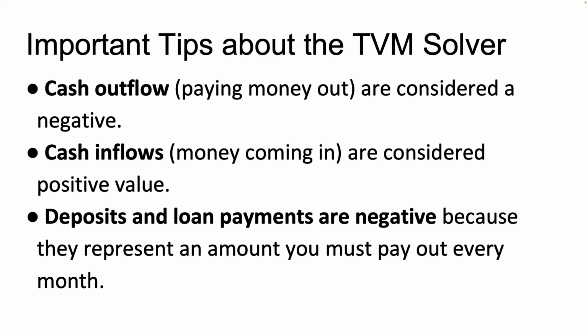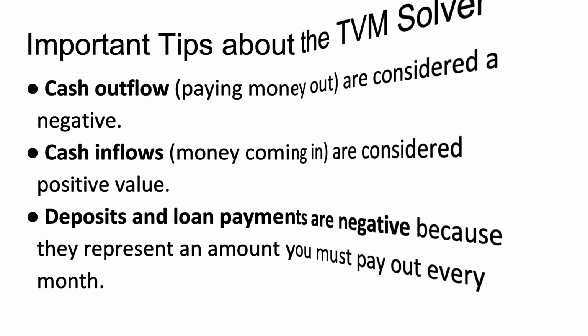A quick note before we get started. When you use the TVM solver, unlike the formulas, you need to pay attention to the cash flow direction. Cash outflows, which is money you're paying out of your pocket, are considered negative. Cash inflows, which is money coming into your pocket, are considered positive values. Deposits and loan payments are negative because they represent an amount you must pay out every month. Let's take a look at our problem statement.